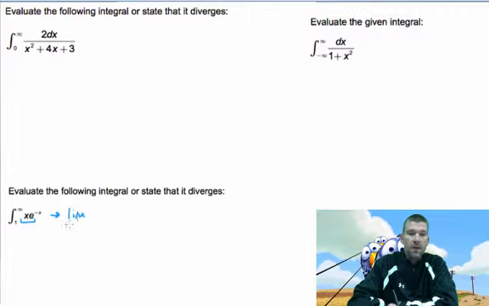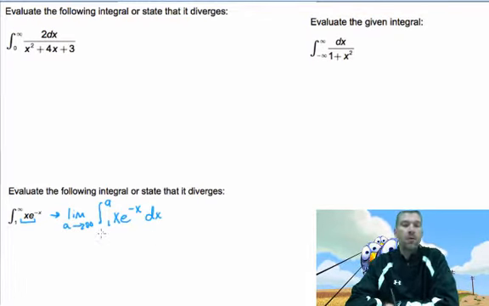It's going to be the limit as a approaches infinity of the integral from 1 to a of x e to the negative x dx. All right, so this is the problem that we've got to work with.